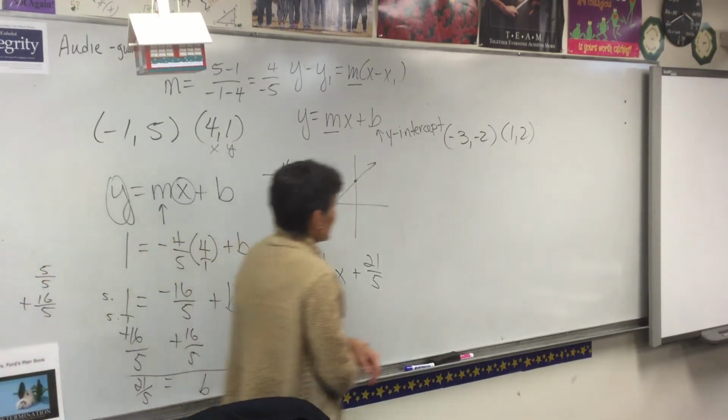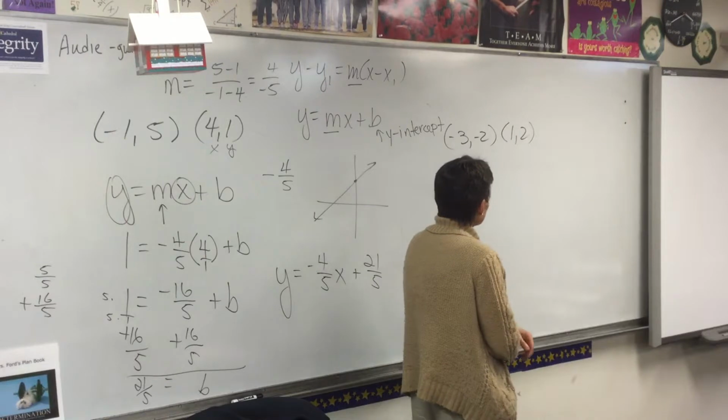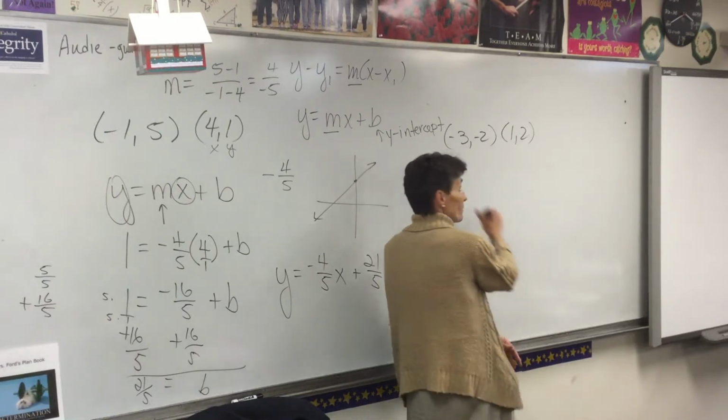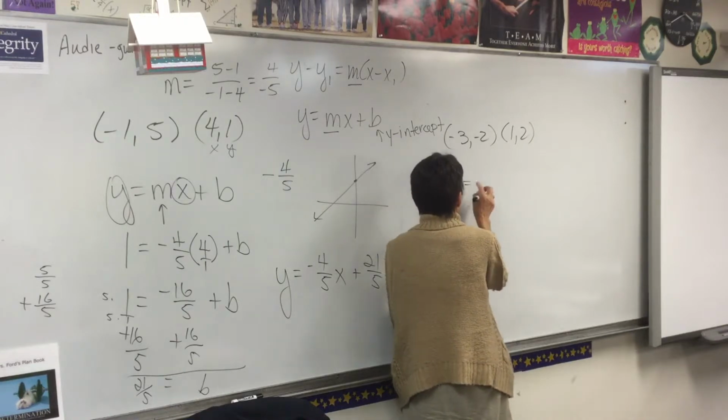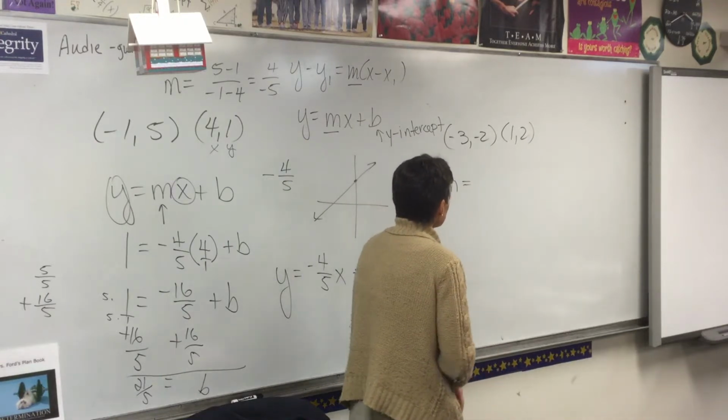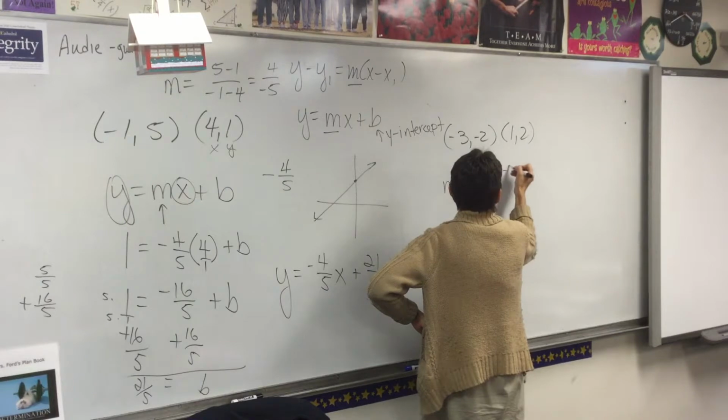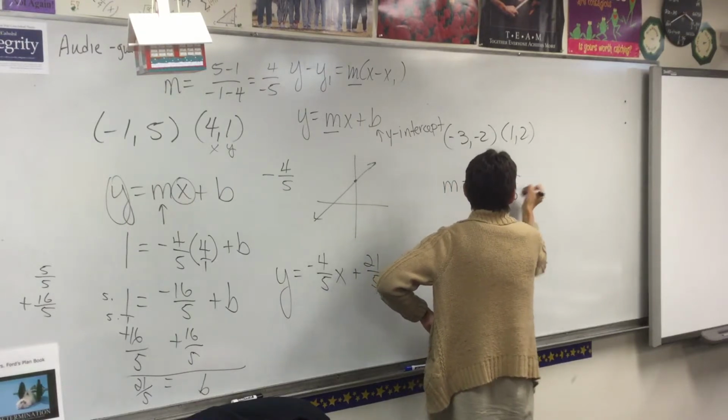Let's talk about the next one. Piece of cake. All right, so first thing we gotta do is find the slope, right? So slope is 2 minus negative 2, 1 minus negative 3.